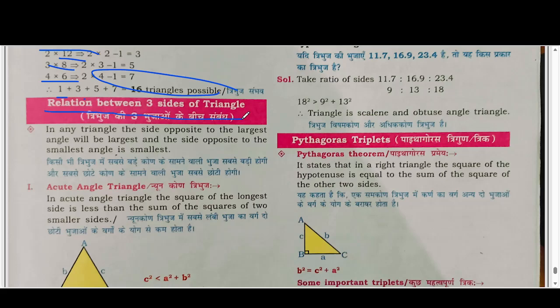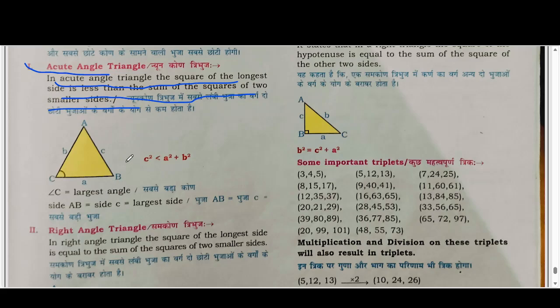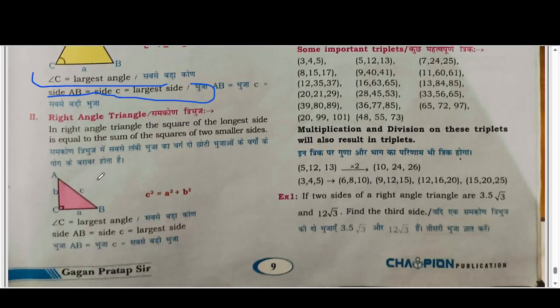Relation between three sides of a triangle. In any triangle, the side opposite to the largest angle will be the largest and the side opposite to the smallest angle is the smallest. Acute angle triangle: in an acute triangle, the square of the largest side is less than the sum of the squares of the two smaller sides. C square is less than A square plus B square. Angle C is the largest angle, and side AB and side C is the largest side.